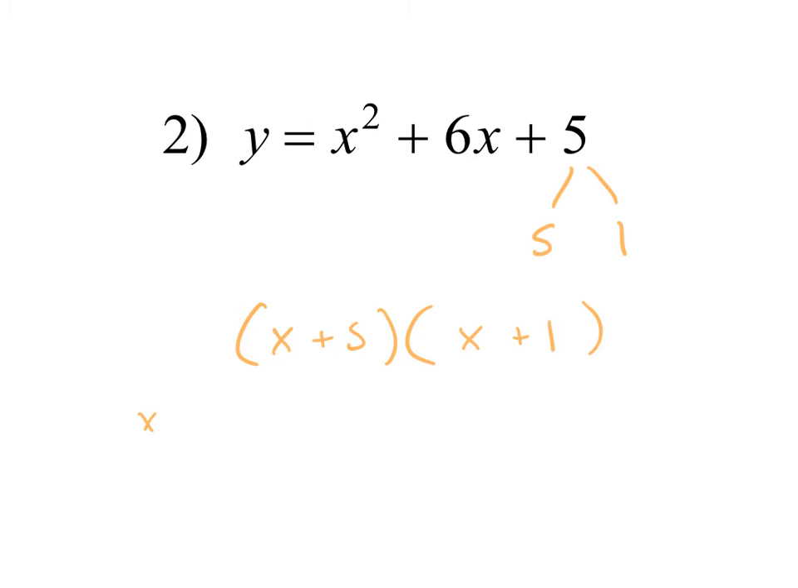We set each of our parentheses equal to 0. So we have x plus 5 is equal to 0, and x plus 1 is equal to 0. So x is equal to -5, and x is equal to -1.